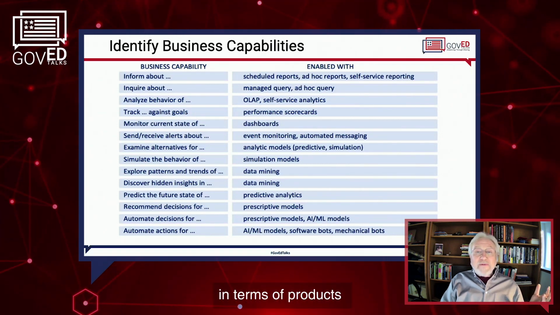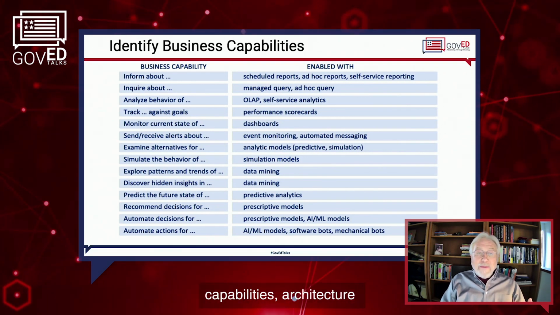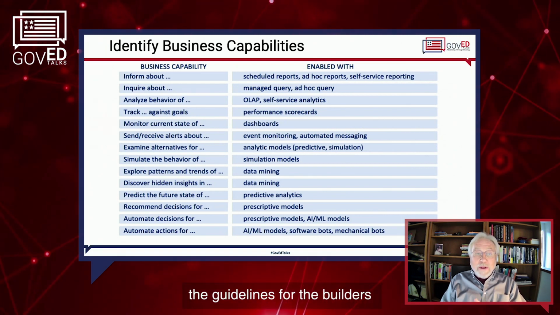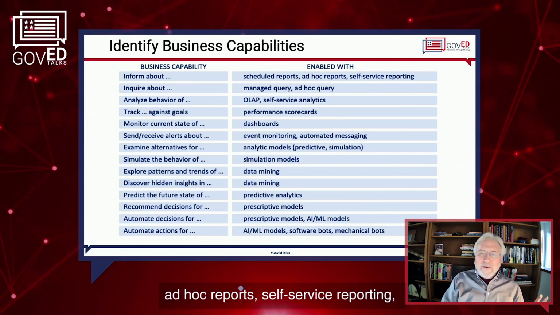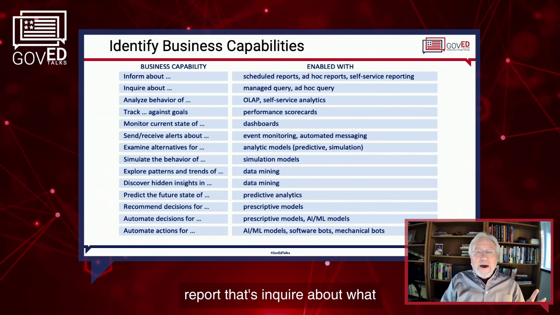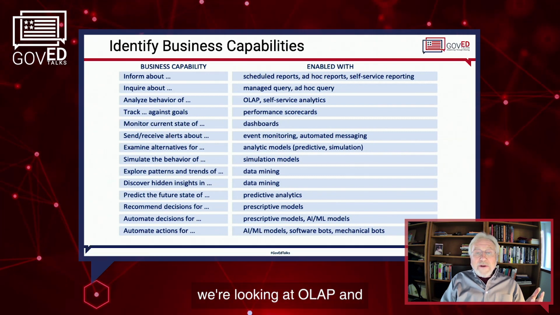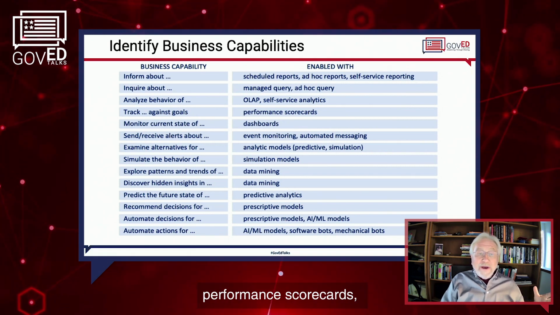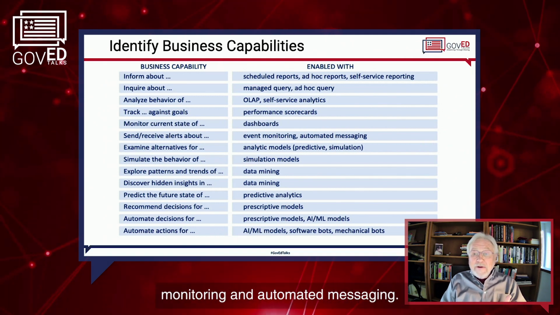And we can think about these in terms of the products we build, the things we build to support these capabilities. Now, architecture doesn't build these things, but architecture needs to provide the guidelines for the builders of these things. So it's inform. We're talking about scheduled reports, ad hoc reports, self-service reporting. Generally, we're talking about reporting. If it's inquire about, we're talking about query capabilities. Behavioral analysis, we're looking at OLAP and self-service analytics. Tracking against goals, performance scorecards. Monitoring is dashboards. Sending and receiving alerts is about event monitoring and automated messaging.